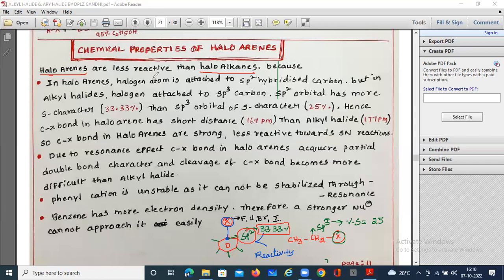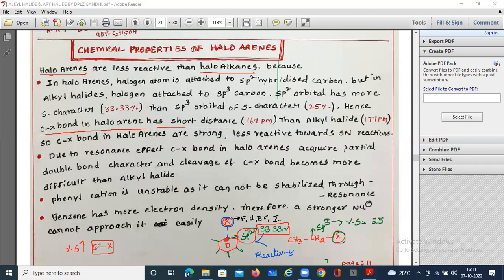Why? Let us see. So here is the one carbon. With an increase in the percent of s character, the bond length, that means the nature of the C-X bond, changes. This is the carbon and this is the X. X stands for halogen. So the distance, see, I have already given that the C-X bond in haloarenes is a very short distance.